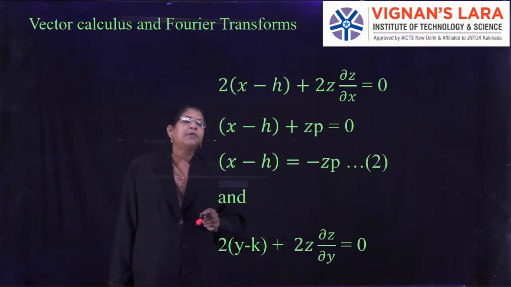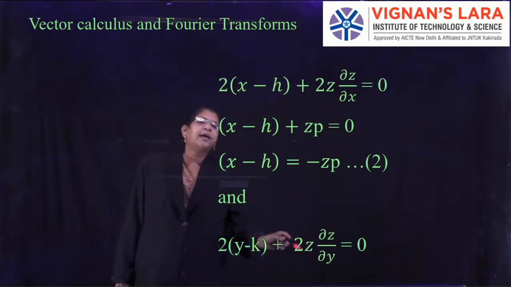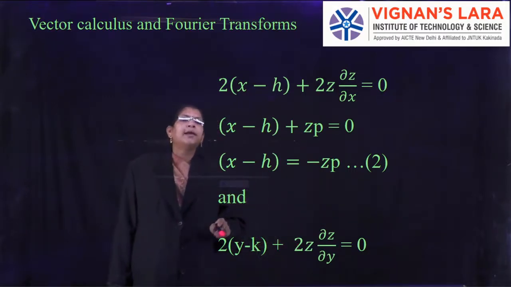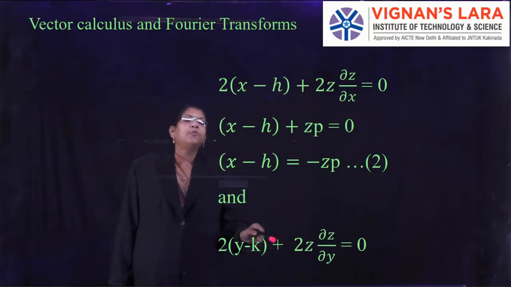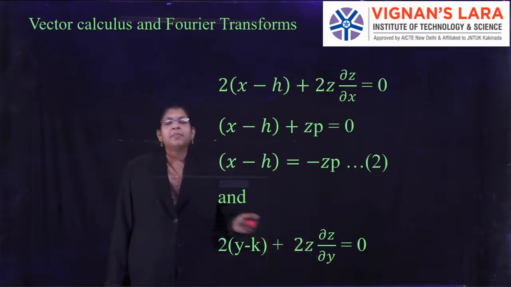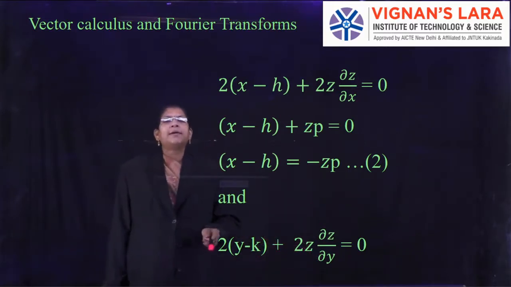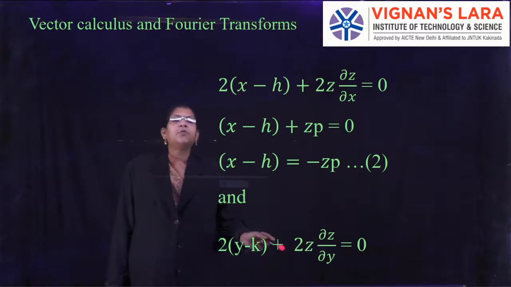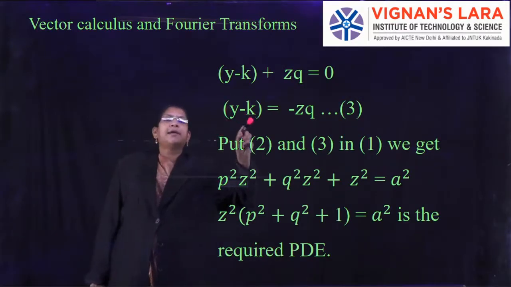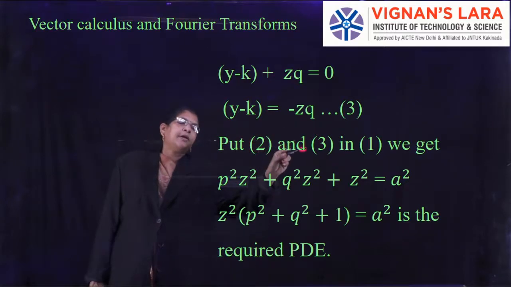You can divide both sides by 2. Then what will you get? y − k plus z into, what is ∂z/∂y? ∂z/∂y is nothing but q. Then what will you get? y − k + zq equal to 0. So what is the y − k value? Minus zq. Take this as equation 3.